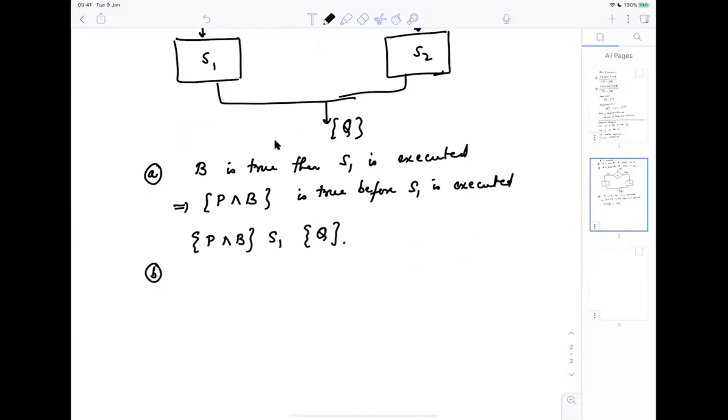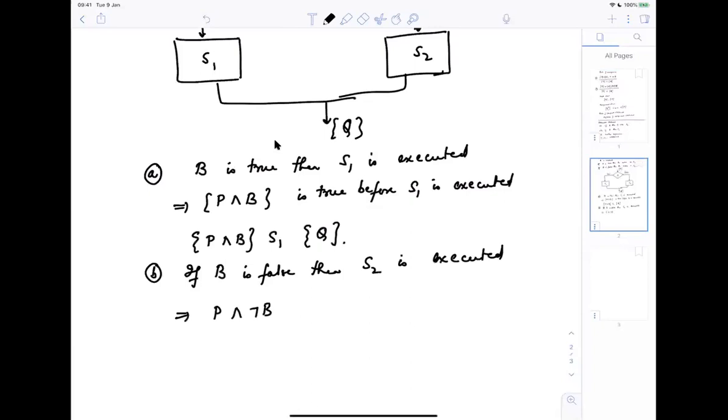The other situation is if B is false, or rather evaluates to false, then S2 is executed. This means what now? This implies that P and not B must be true before S2 is executed. Okay.